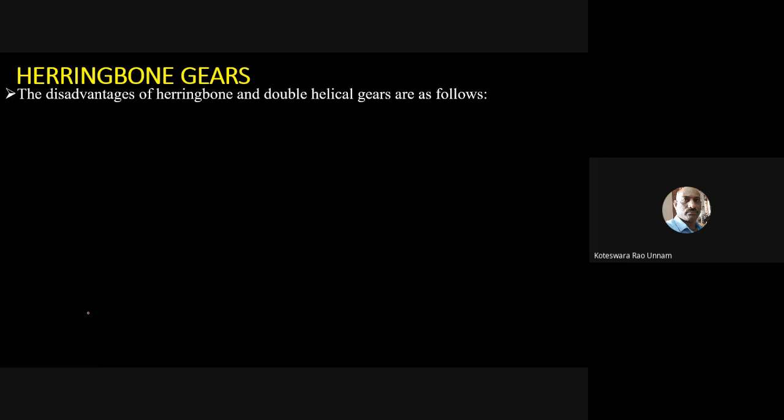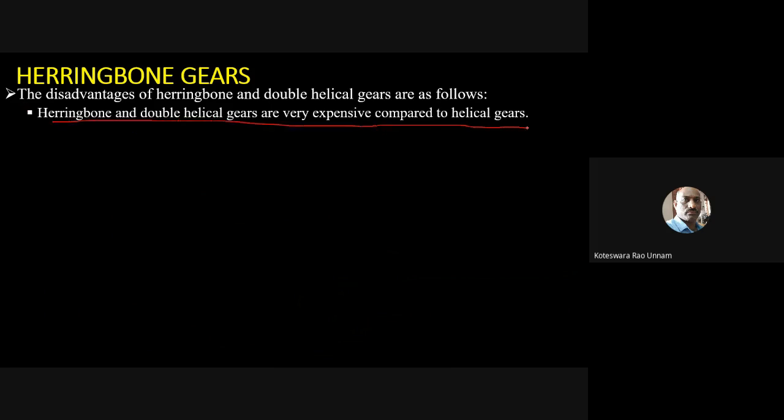So those are the advantages. Then coming to the disadvantages, herringbone and double helical gears are very expensive compared to the helical gears. Like I said, because you are constructing the double gears here, obviously the cost is going to increase. So therefore, these are expensive when compared to the spur gears. Both herringbone and double helical gears are expensive.